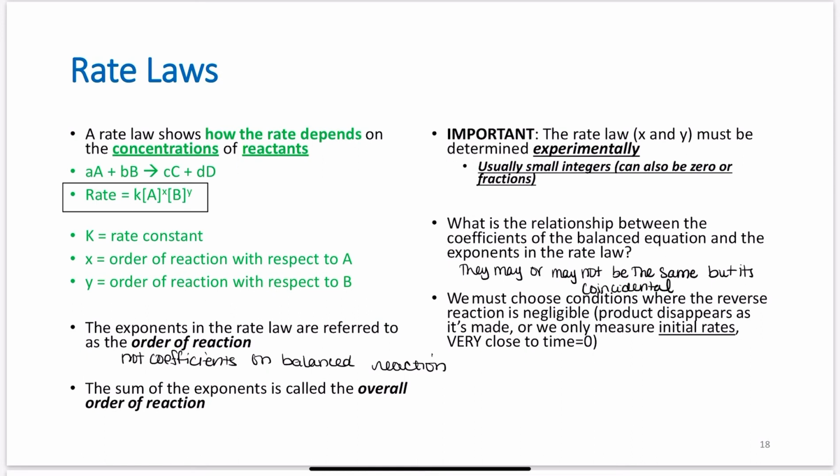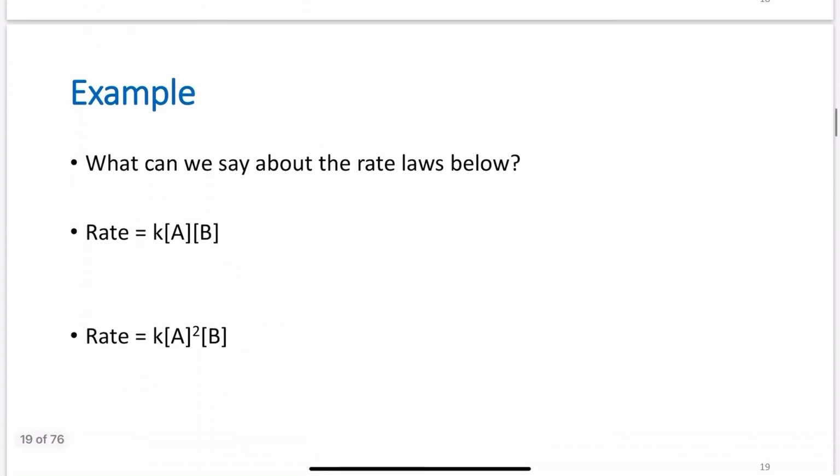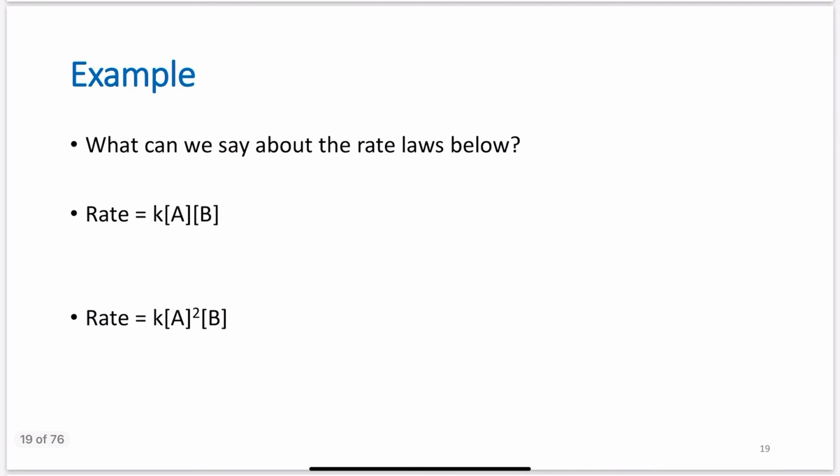We have to choose conditions where the reverse reaction is negligible if we have an equilibrium. We'll talk about equilibrium in a different chapter, meaning the product disappears as it's made, or we only measure the initial rates, so it's very close to time equals zero, to be able to do this. We want to look at a reaction in one direction. So what can we say about the rate laws below?